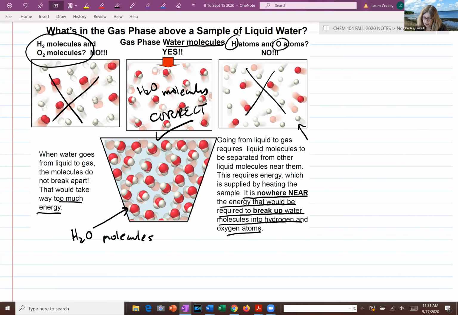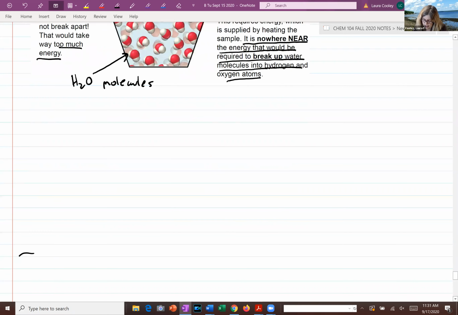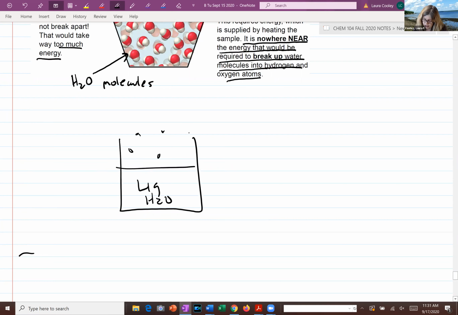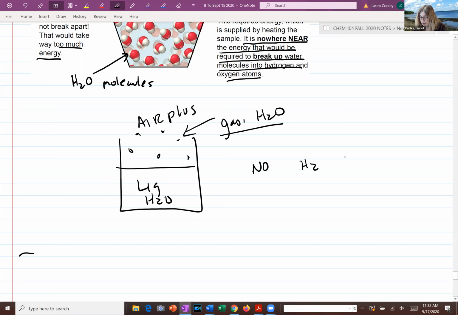Okay, so this is what is present above a glass of water. You have liquid H2O, and then you've got some gaseous H2O molecules above it. Of course, you still have air above it. That doesn't exclude the fact that you still have air. So air plus gaseous water molecules, but no H2, no O2, no H or O atoms. That's just not present above a glass of water.